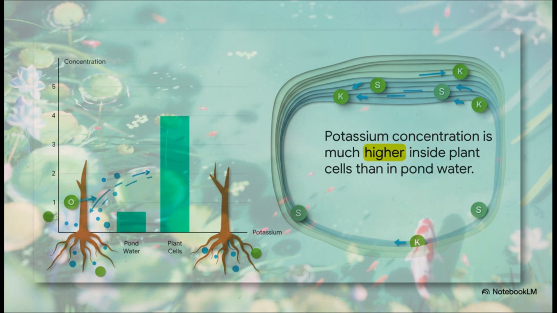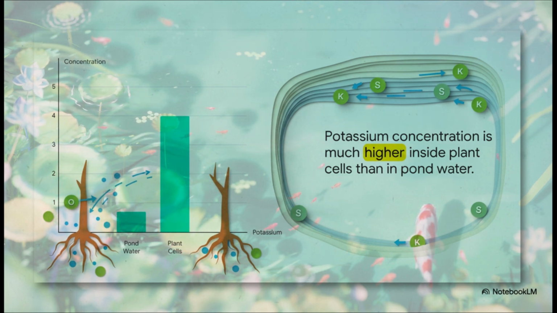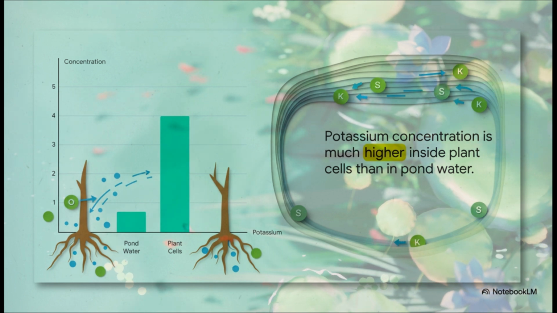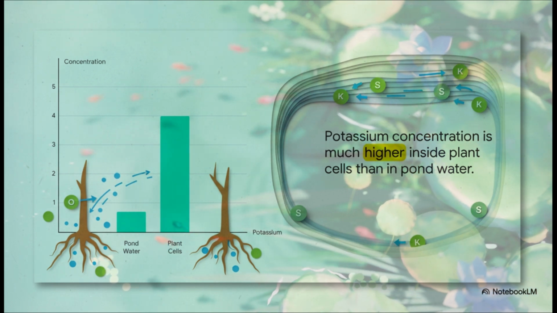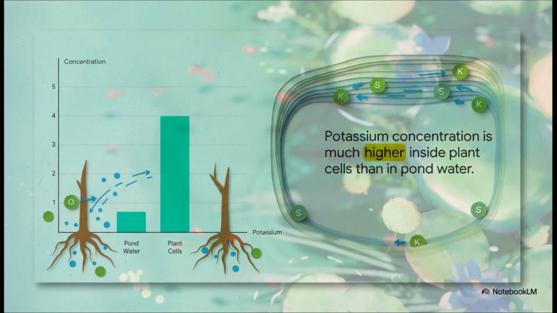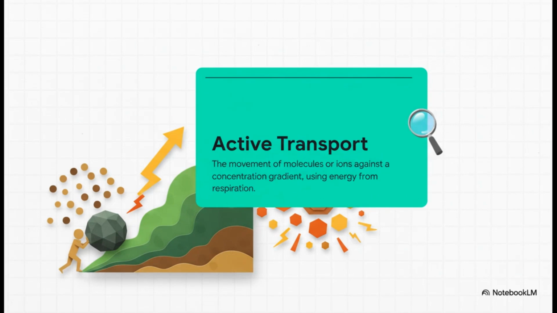It's showing the concentration of different ions in pond water compared to inside a plant's root cells. Now, look at the bar for potassium. It's way, way higher inside the cell. So, how in the world is that possible? If it were just diffusion, all that potassium should be leaking out of the cell, not piling up inside. And the answer to that puzzle is active transport.